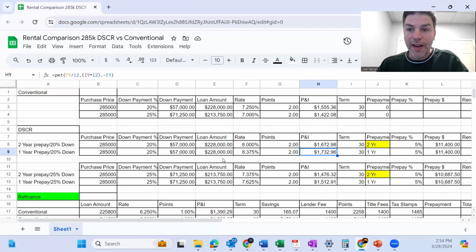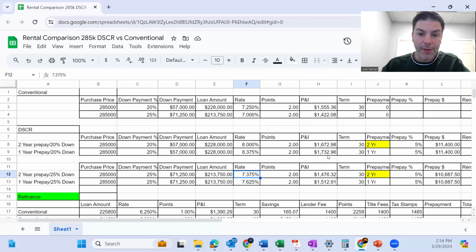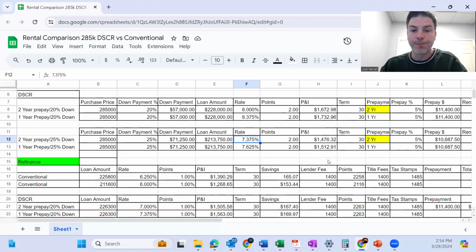And if you put 25% down in this scenario, you're going to see a pretty decent reduction in rates. So 25% down, you're talking 71K. Now that rate, instead of 8%, is 7.375. And the payment difference, you're talking almost $200 difference. So the rates are lower when you put more money down.